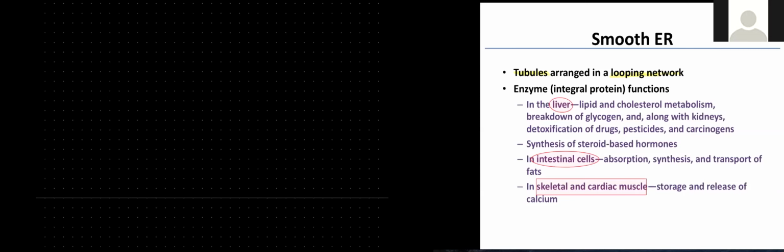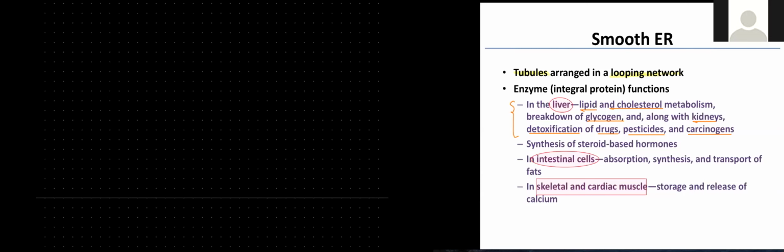So in the liver, the smooth endoplasmic reticulum is going to be concerned with lipid and cholesterol metabolism. This is where I have the enzymes responsible for breaking down and metabolizing the lipids. Also, it's responsible for breaking down the glycogen, along with the kidneys. Other functions include being the site of the detoxification of drugs, pesticides, and carcinogens. So this is where the metabolic activities of the liver cells take place. This is the site inside the cells where those reactions happen.